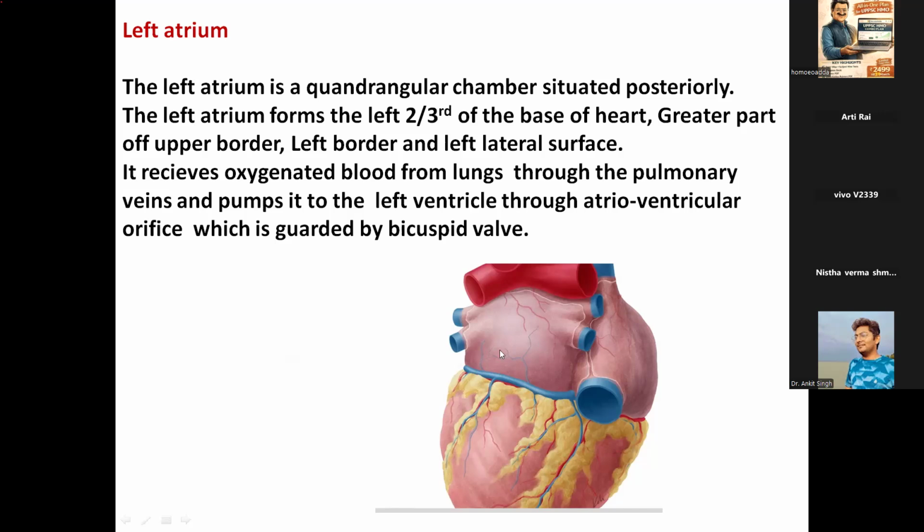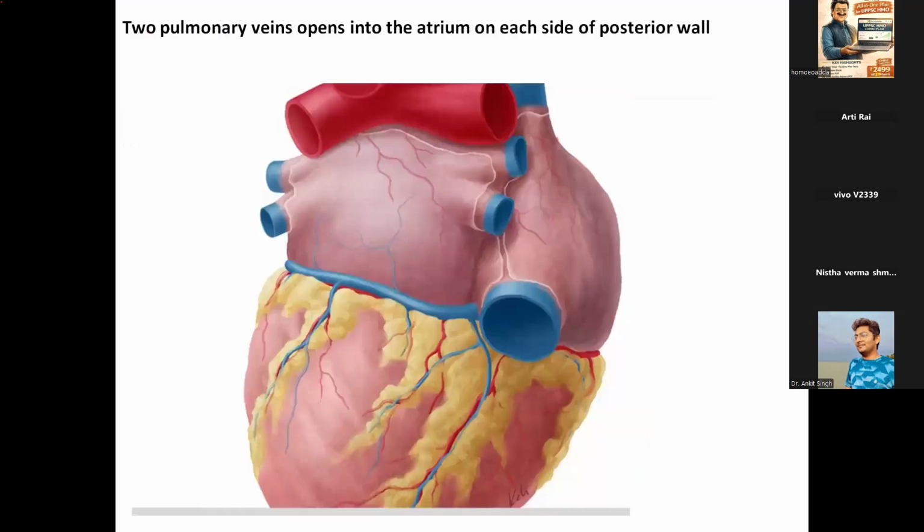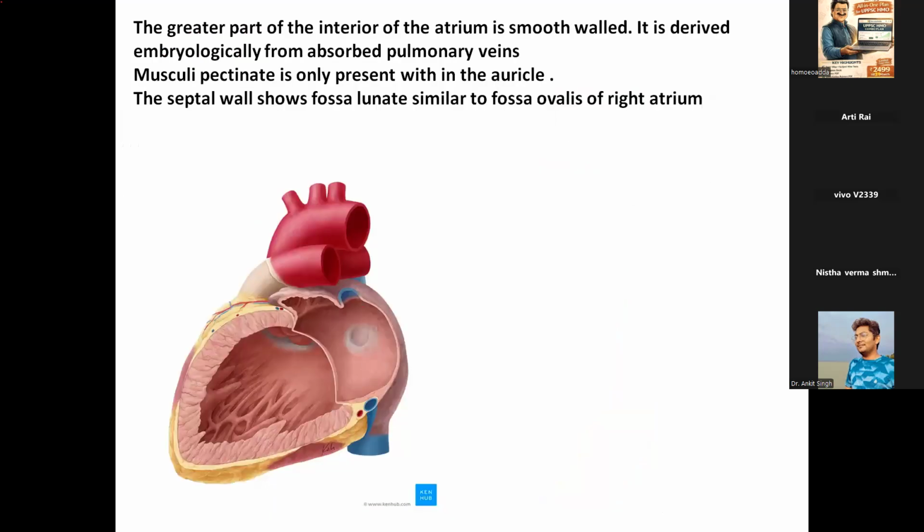It receives oxygenated blood from the lungs through the pulmonary veins and pumps it to the left ventricle via atrioventricular orifice guarded by the bicuspid valve. So there is a bicuspid valve. Two pulmonary veins open into the atrium on each side of the posterior wall. So you can see these on the left atrium. Oxygenated blood from the left atrium goes into the left ventricle via bicuspid valve. The greater part of the interior of the left atrium is smooth wall. It is derived embryologically from the pulmonary vein.